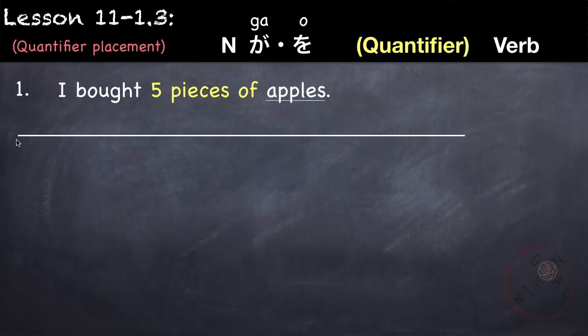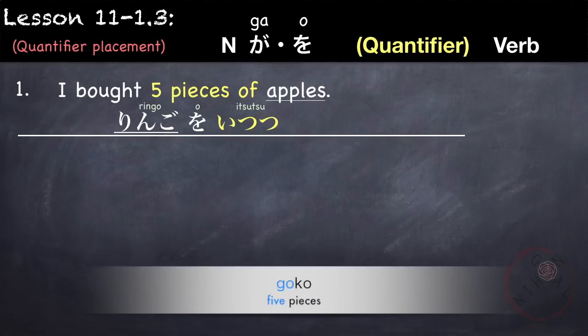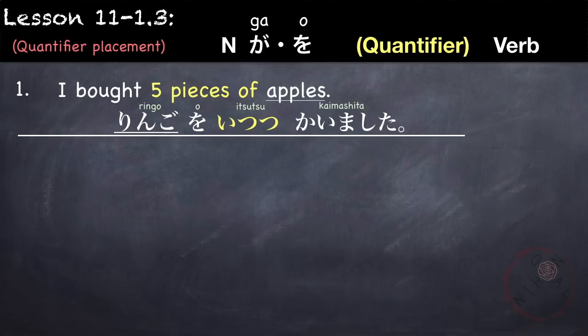For example, I bought 5 pieces of apples. 私は or you can omit watashi wa and just say apples. Ringo. 5 pieces. So we can use the general counter, which is hitotsu, futatsu. In this case, 5 pieces is itsutsu. Or you can also use nani nani ko. Gokko. And then our verb, kaimashita.